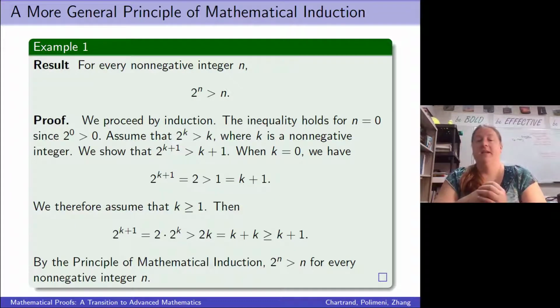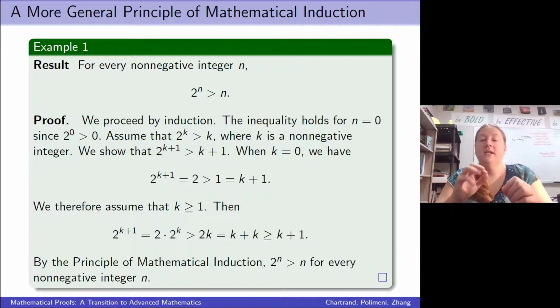Now let's take a look at the case where k is greater than or equal to 1. So if we take a look at one side of the inequality of what we want to show, we'll look at the 2 to the k plus 1 side. Now we notice that 2 to the k plus 1 is really 2 to the k times 2.